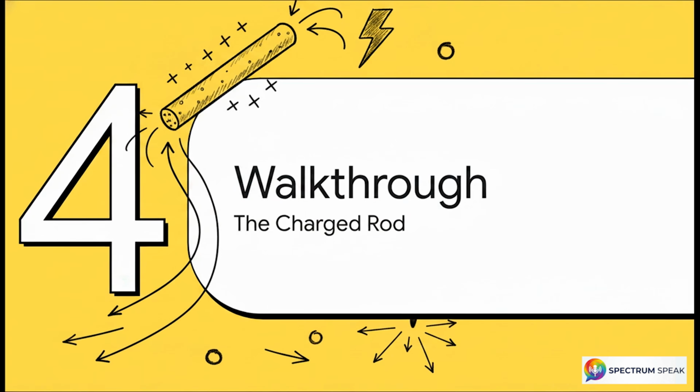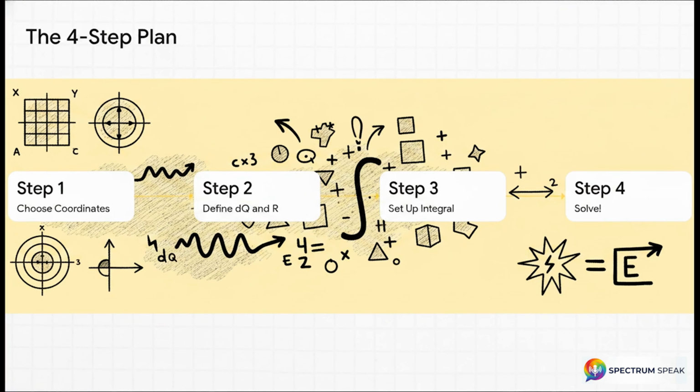Let's get our hands dirty and put this formula to work. We're going to see how you would actually set up a classic engineering problem, finding the electric field from a charged rod of a finite length. Now for pretty much any of these problems, we're going to follow the same 4-step game plan.